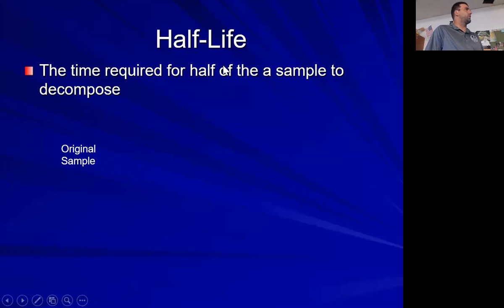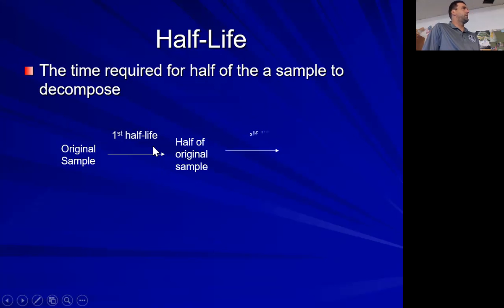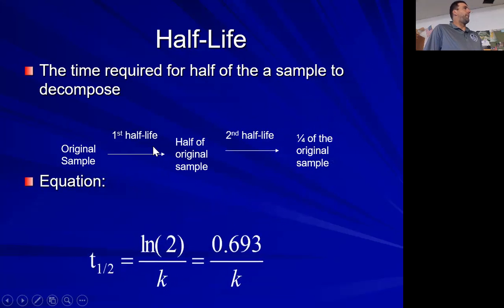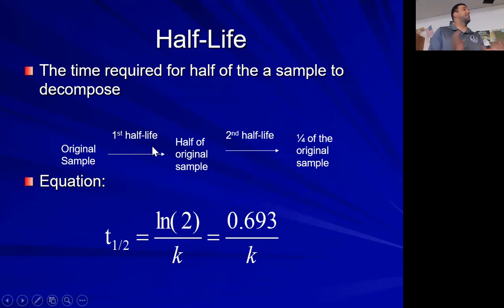We're going to use this equation. Original sample, first half-life you have 50. Second half-life you have 25%, or a fourth of it. The half-life equation: t1/2 is the half-life, the time. t1/2 equals ln2 over k. k is called the rate constant. I'm going to talk about that a whole lot more. Just know now that k is the rate constant.